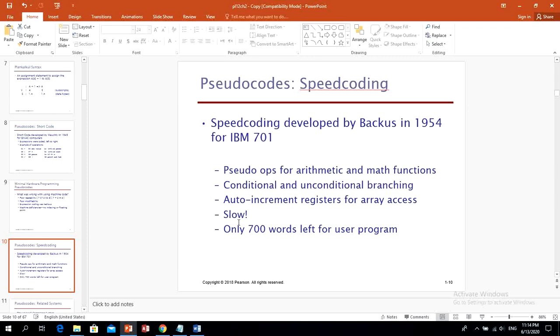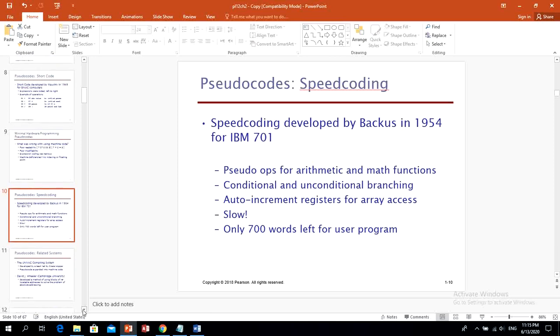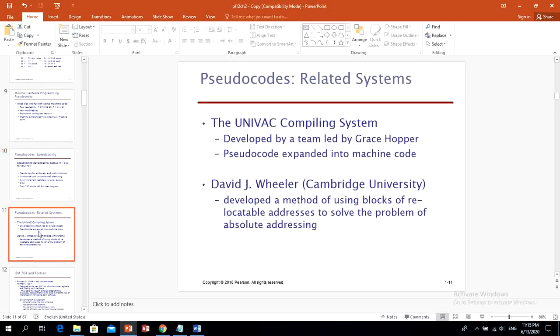It is designed for arithmetic and math functions, basically. It has been designed with some constructs to accept conditional and unconditional branching, and also automatic increment for array access. It is very slow, one of the features, and it also allows a certain number of words, which is 700 words left for a user program to write. 700 words per program is also a weakness in this language.